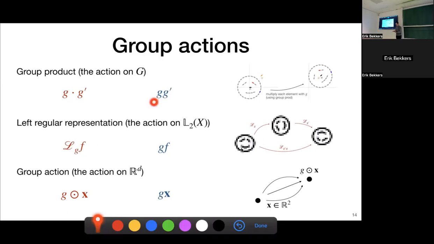I'm getting too used to symbol overloading, but I prefer to be explicit on the difference between the dot, L_g, and the circle dot. Because this acts on a vector, this acts on a function, and this acts on a group, and from these symbols it might be clearer to realize what objects you're dealing with. But the simpler form is obviously more elegant when written down.